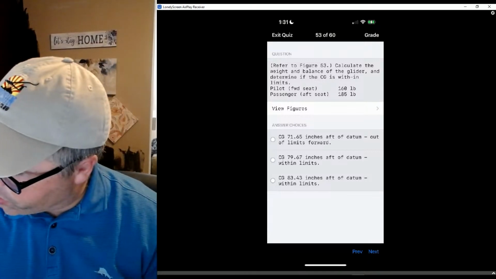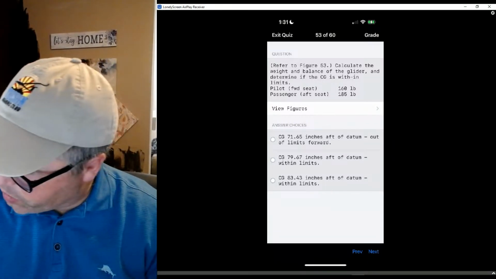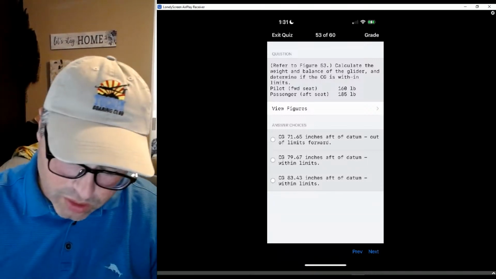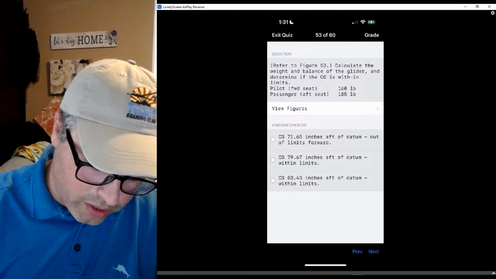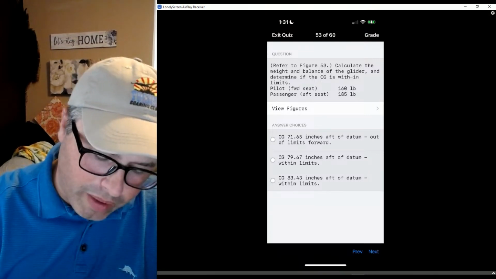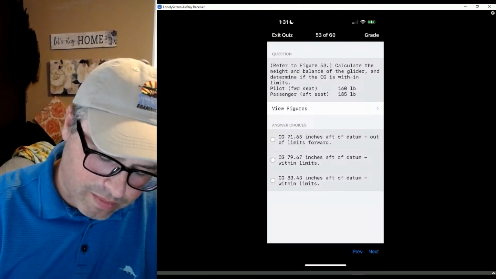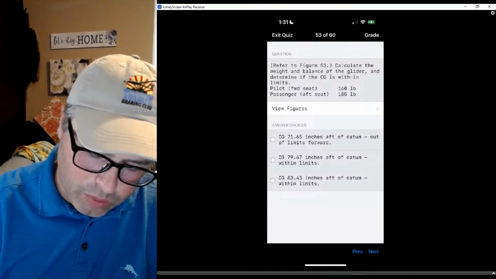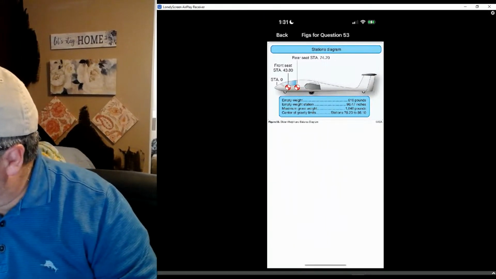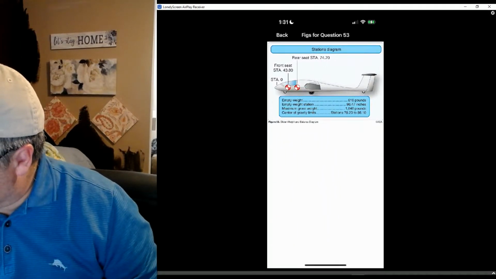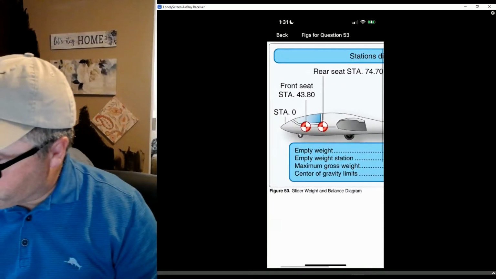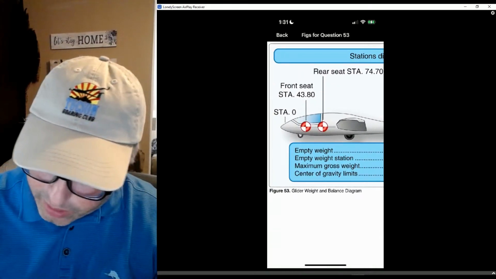The forward seat is 160 pounds. In the rear seat, 185 pounds. Okay, forward and rear. Item, weight, times arm equals moment, and then we'll sum it all up. View the figure. Station diagrams. So, rear station, put that with the second item there, the rear person.